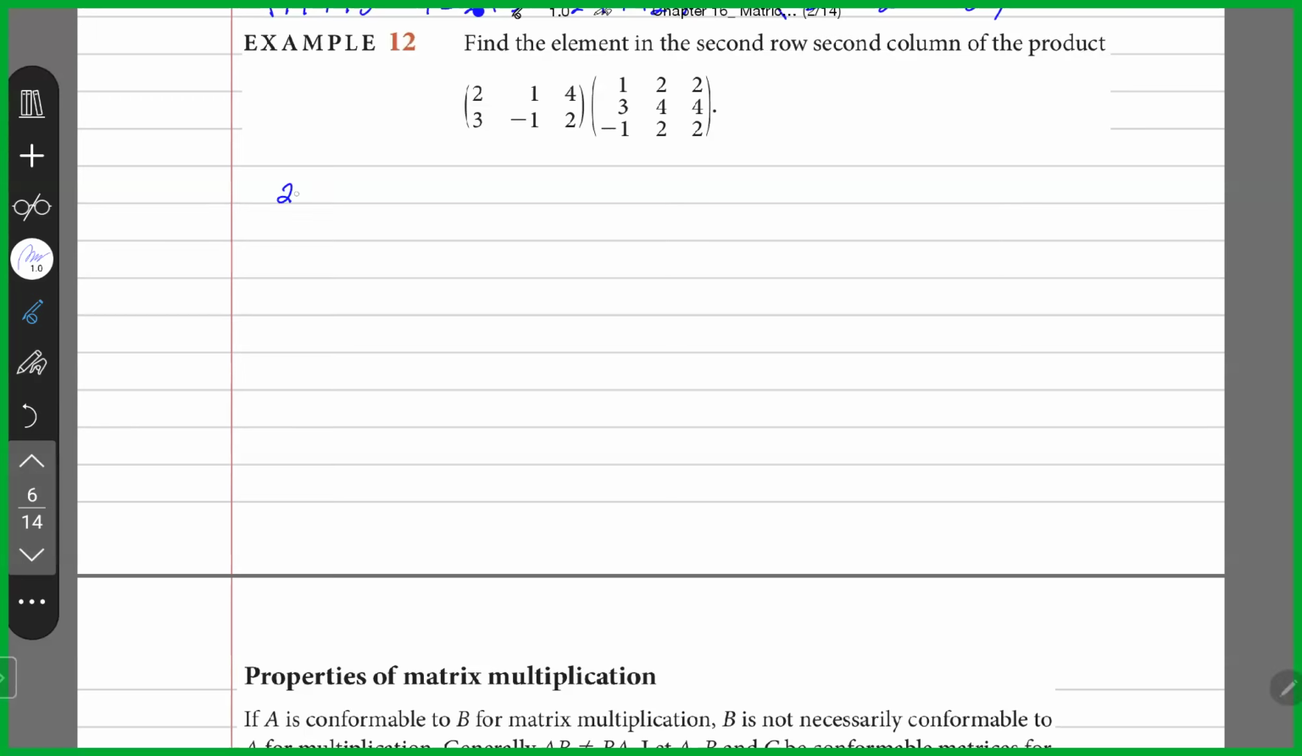So, second row, second column. To get that, you'd have to multiply 3, minus 1, 2 by the second column, 2, 4, 2.